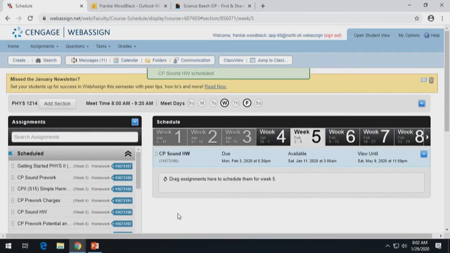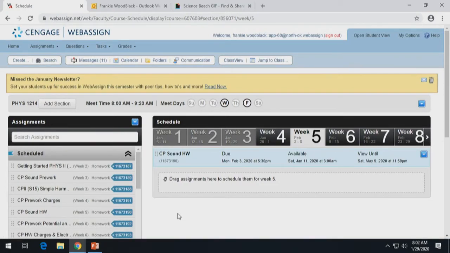So the sound homework is going to be due Monday at 5:30, which gives you a chance to work on it over the weekend, gives you a chance to get the extra credit points, and gives you a chance to ask me questions on Monday if you run into any issues. And then the exam will be on Wednesday.